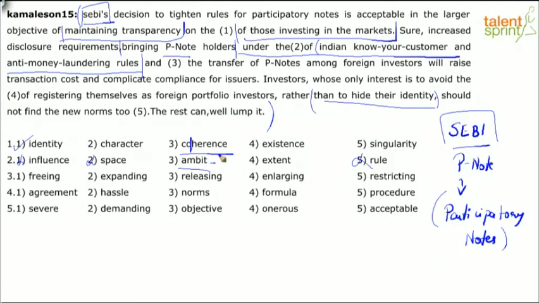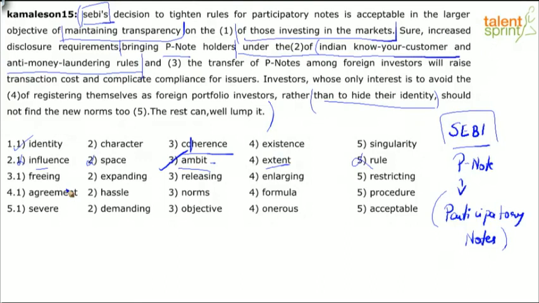So, the right word is ambit, but you need to know the meaning of that word to understand that this is the right fit in the context. So a little bit of vocabulary will help you, right? So under the ambit is the more appropriate choice, not under the extent. Extent just tells me the particular degree to which something is believed to be the case. I can do something to an extent. That's not what the context is giving me. The context is saying I want to bring the P note holders under the sphere of operation, under the scope of know your customer and anti-money laundering rules. Ambit is the more appropriate word choice here.